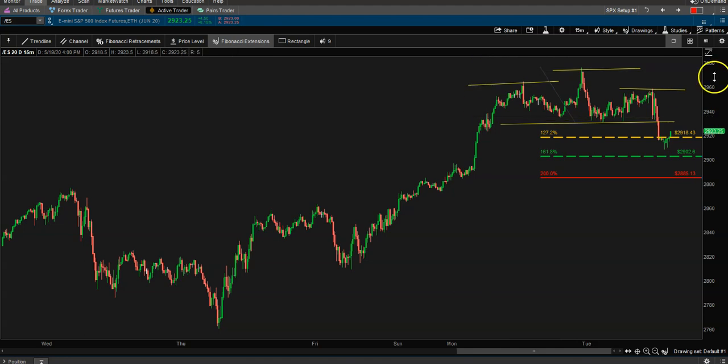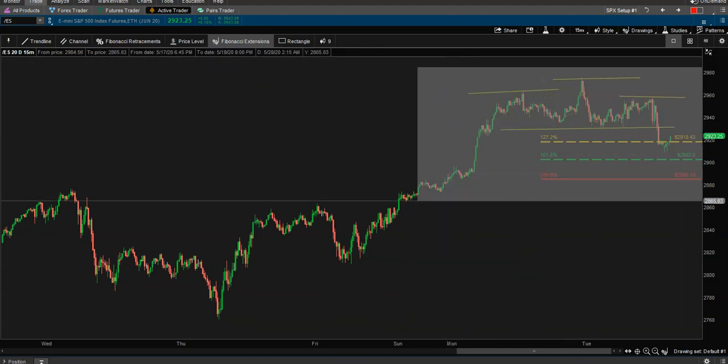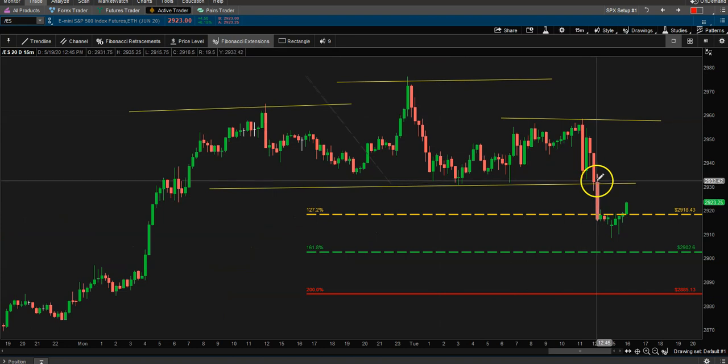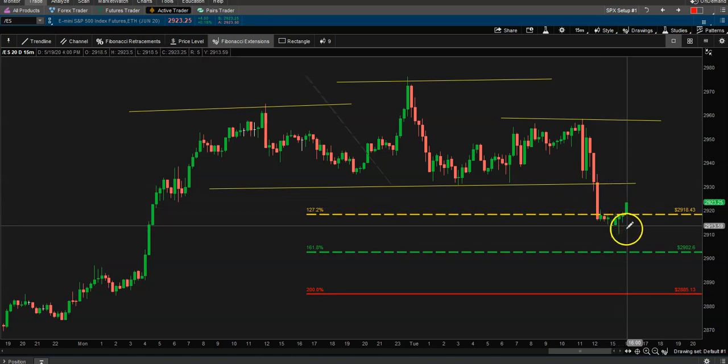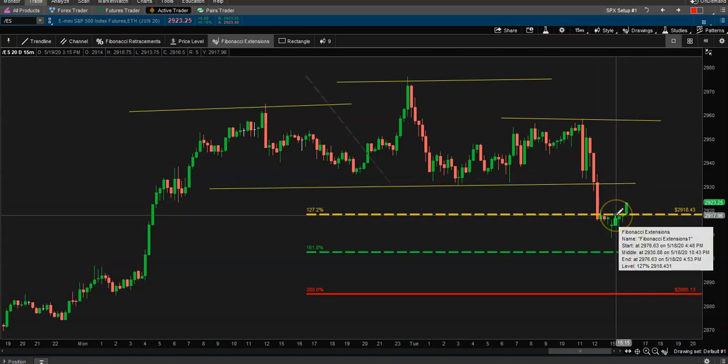And just like magic, look at this, right? We bounced, failed, right? So if you got short, you could say, hey, here's target one. Or if you want to sit on your hands and look for a long, you could say, hey, let me get long here for a potential bounce. Took a little heat, right? And then here comes the bounce. Winner, winner, chicken dinner, right?